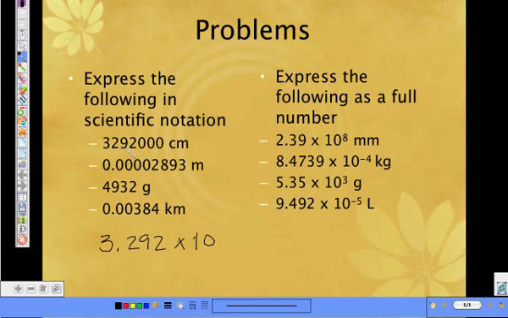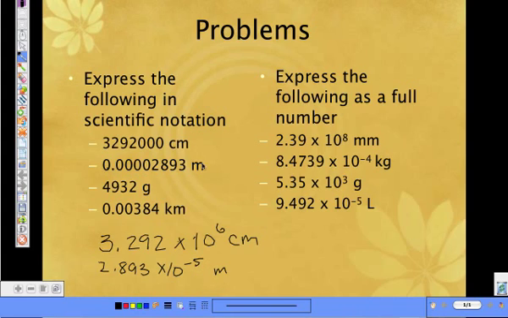1, 2, 3, 4, 5, 6. Or you could count 1, 2, 3, but I need 3 more zeros. So that'd be 6. How about this next one? Do you guys have this one? What was that? Times 10 to the negative 5th. Yep.